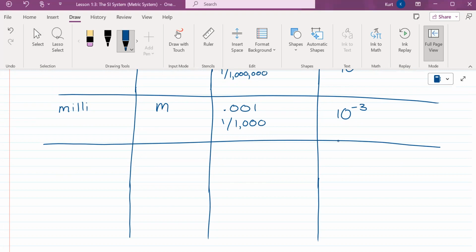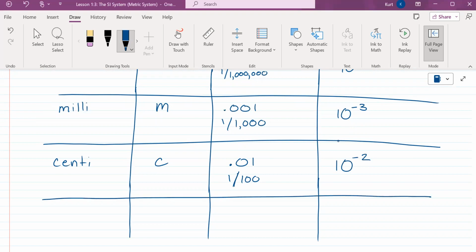Okay, next is centi. What do you suppose the symbol for centi is? C. 0.01 or 1 100th. How many zeros are in 100? 10 to the negative 2. Centimeter, centiliter, centigram, centimole, all applicable.